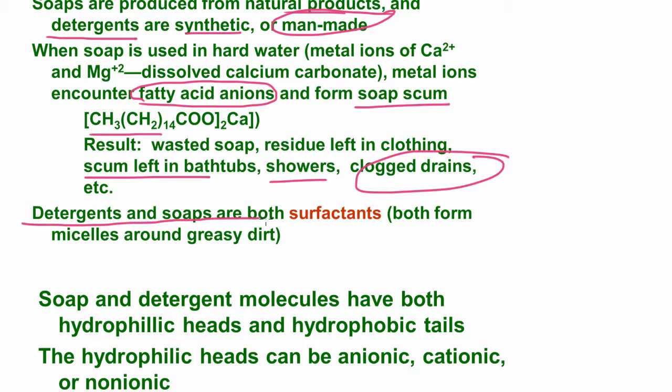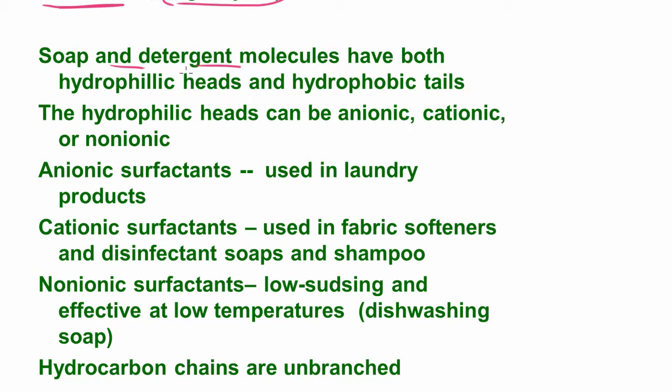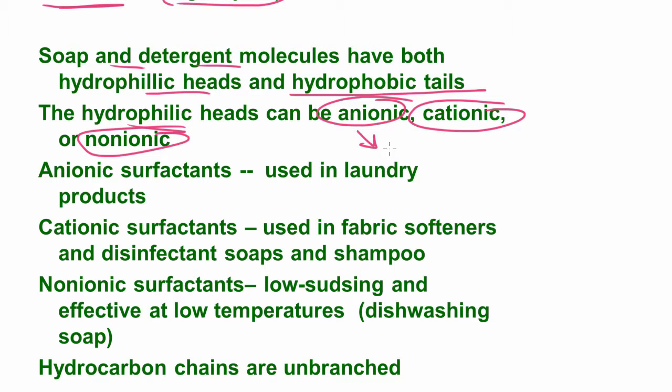But we do classify both detergents and soaps as surfactants, and that's because both of them form those micelles around greasy dirt. That's how our clothes get clean, our bodies get clean, our dishes get clean. So both soaps and detergents have hydrophilic heads and hydrophobic tails. The hydrophilic heads can either be anionic, cationic, or non-ionic. By anionic, we mean negatively charged. By cationic, we mean positively charged. And non-ionic means neutral or zero charge.